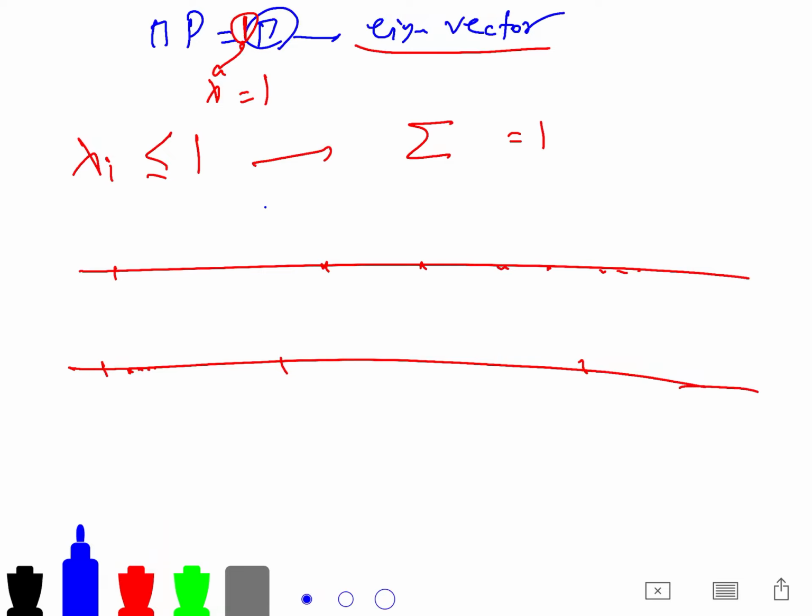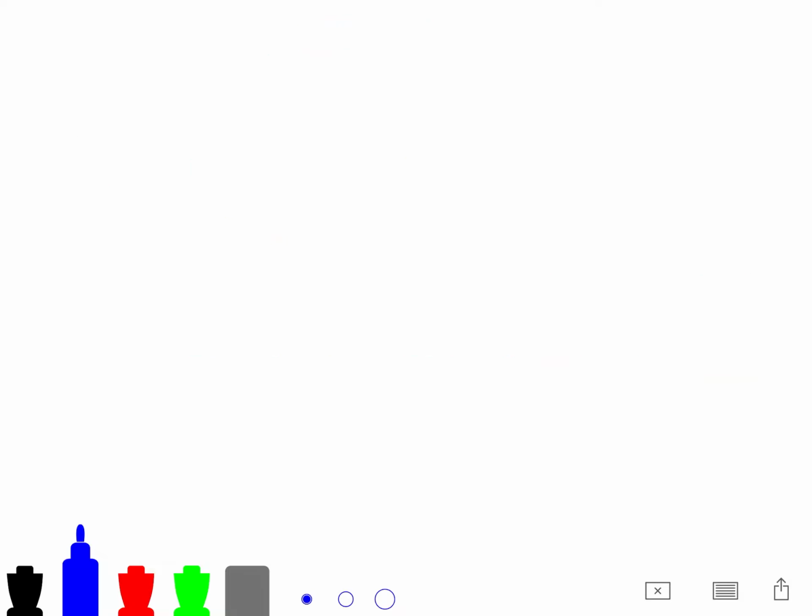But the mixing time depends on this difference between 1, the first eigenvalue, and the second largest eigenvalue. So the mixing time is something like that.